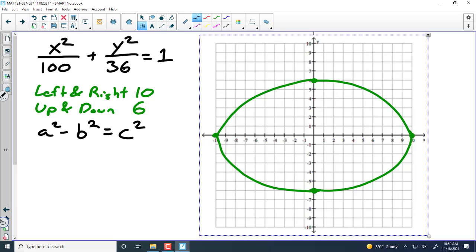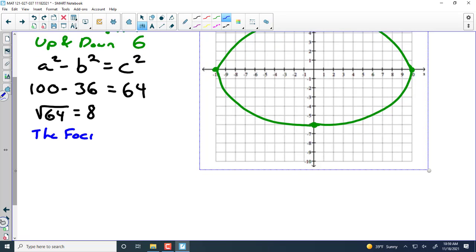The secret to finding the foci is doing the bigger minus the smaller. There's always going to be one that's bigger, there's always going to be one that's smaller. So what subtraction problem am I to do? 100 minus 36 equals what? 64. It's almost like I planned ahead. Because the square root of 64 is what? 8.